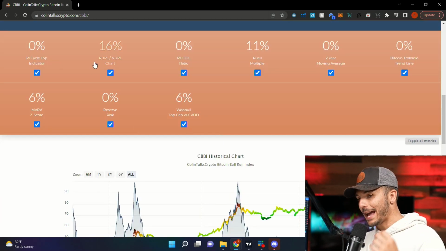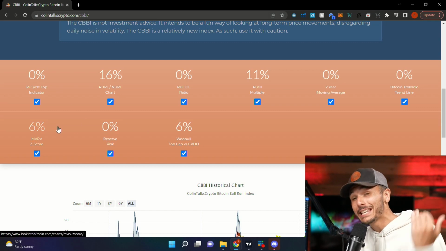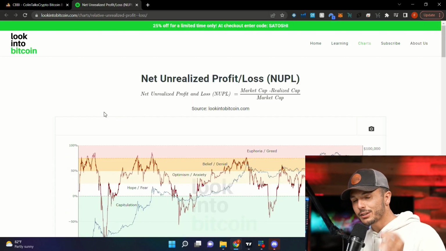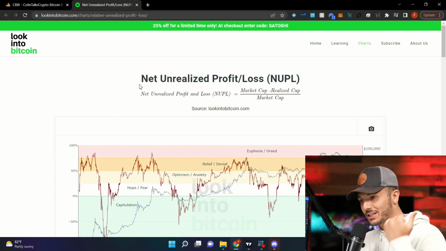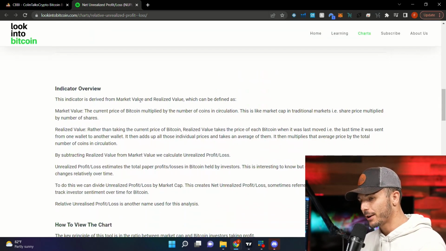Let's go over some of the metrics we have here. This is one thing I absolutely love about the CBBI, is that they actually give you the metrics that go into the calculation of this chart. The first metric we're going to go over is the NUPL, which is basically net unrealized profit and loss. And if we come down here, you can see it gives you a nice little indicator overview.